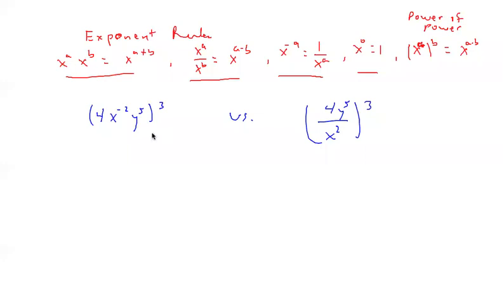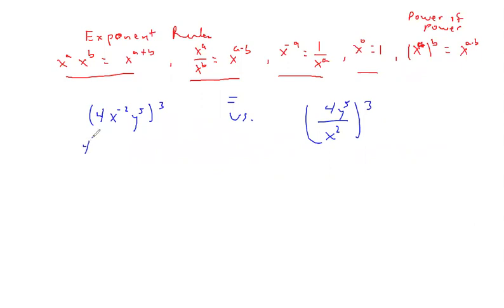Okay, now let's look at these two problems. According to my negative exponent rule, x to the negative 2 equals 1 over x squared. So these two problems are the same problem. These are equal problems, equal expressions. Now let's try working them.